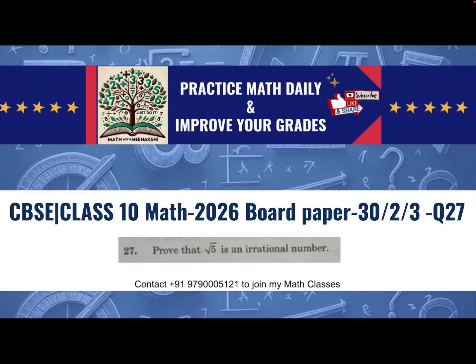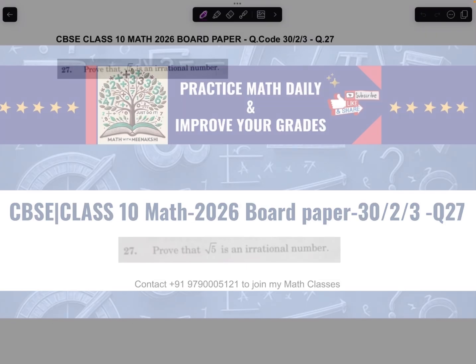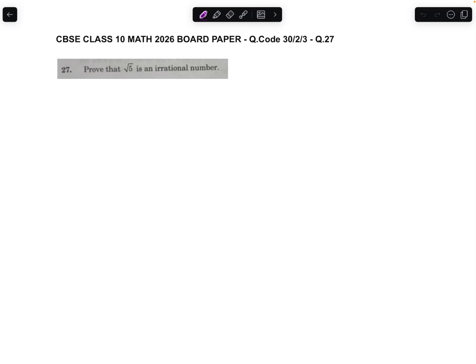Hello all, in this video I'm going to solve question number 27 from the CBSE grade 10 standard math 2026 board paper. The question paper code is 30/2/3. Question number 27 says: prove that root 5 is an irrational number.